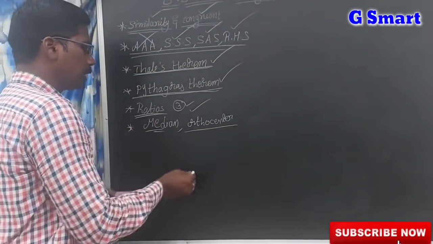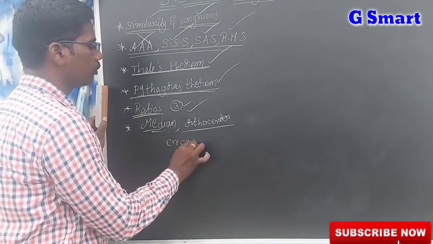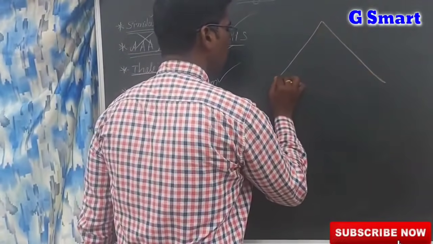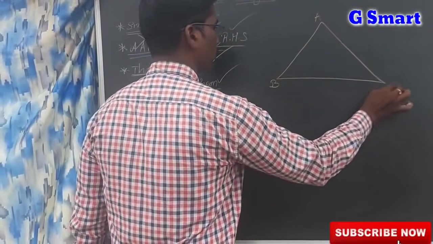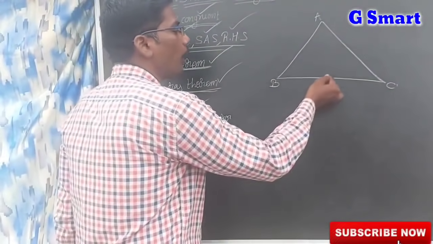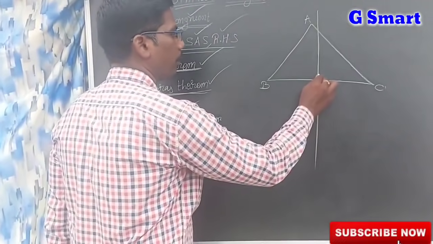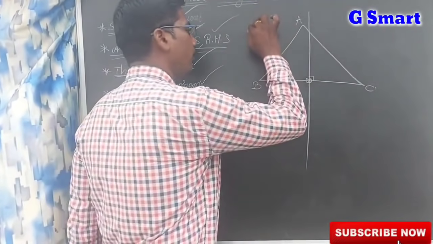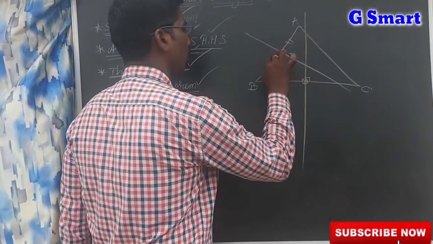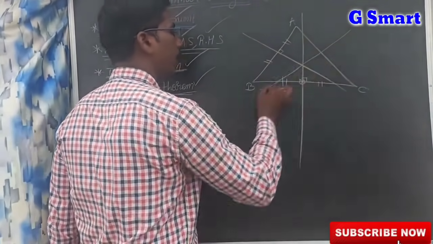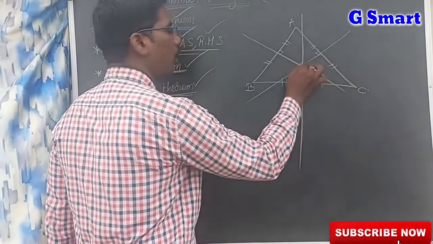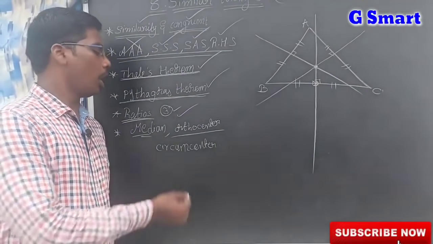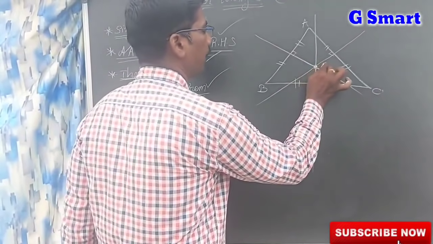Next, circumcenter. What is circumcenter? Let us see here. This is a triangle. The perpendicular bisector of one side, and the perpendicular bisector of another side, and the perpendicular bisector of the third side. The point of concurrence of the perpendicular bisectors of a triangle is called the circumcenter. It is denoted by S.